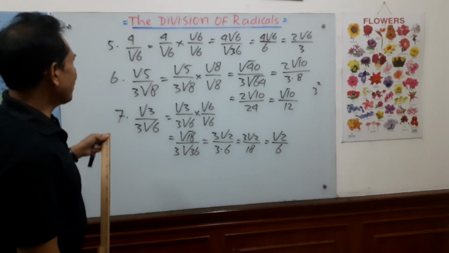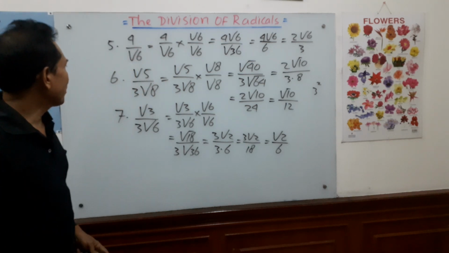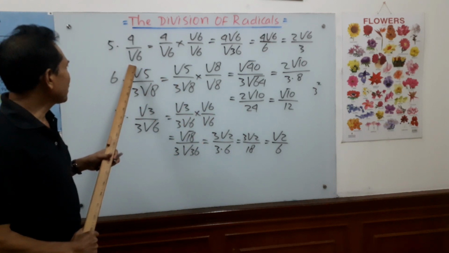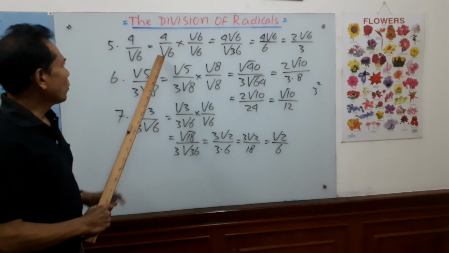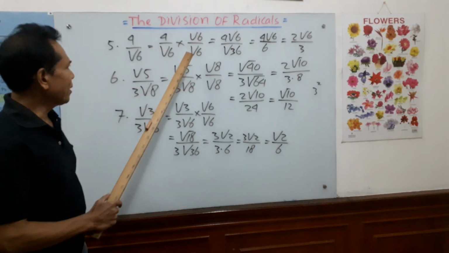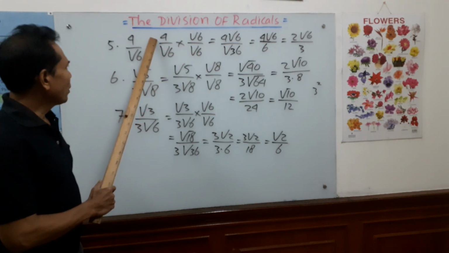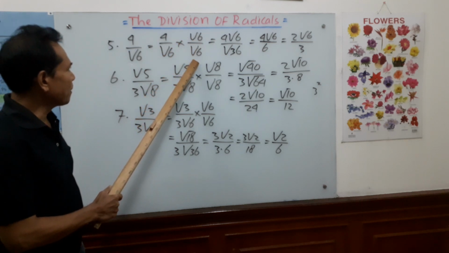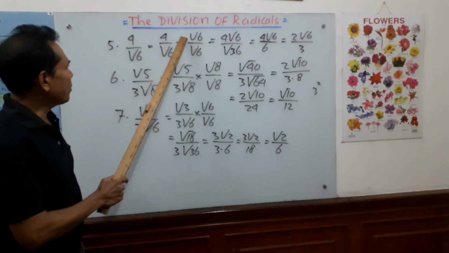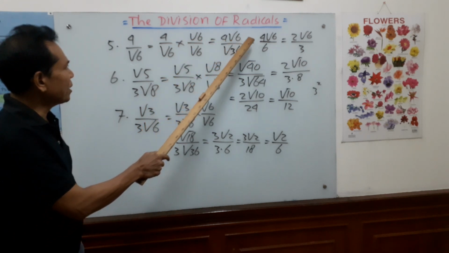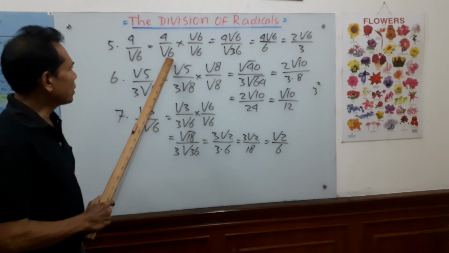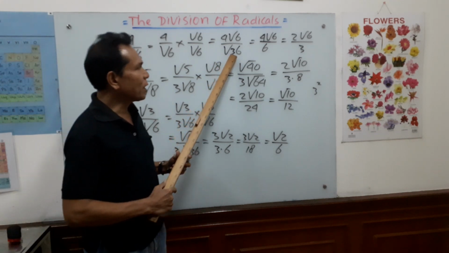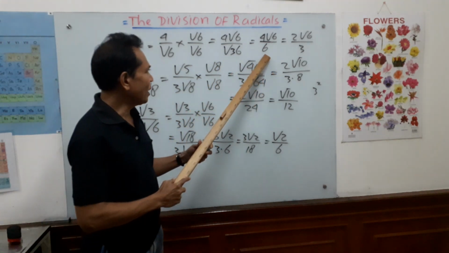Alright, children, let's look at this quickly one more time from number 5. So number 5, we have 4 over square root 6 equals, we rationalize the denominator. So 4 over square root 6 times square root 6 over square root 6. Now, 4 times 1 is 4 square root 6. So 4 square root 6 times square root 6 is square root 36. Now we know square root 36 is a perfect square, so it is 6 here.